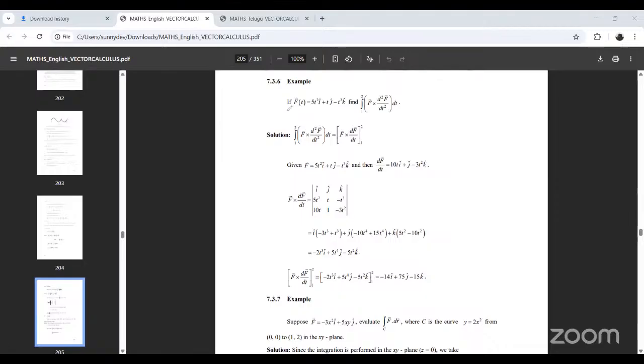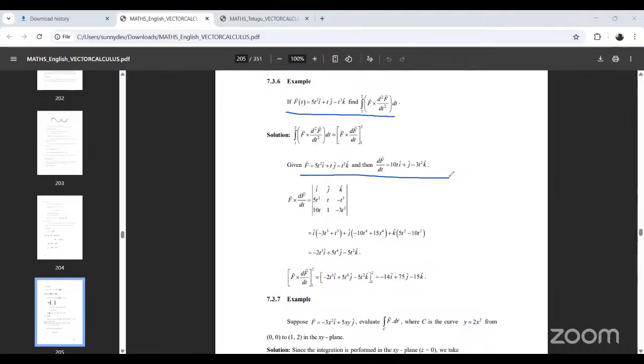Here there is one problem. The capital F of t equals 5t squared i plus t j minus t cubed k. Then he is asking to evaluate F cross d squared F by dt squared. So they have given F, and we need to find dF by dt. So dF by dt equals 10t i plus j minus 3t squared k.